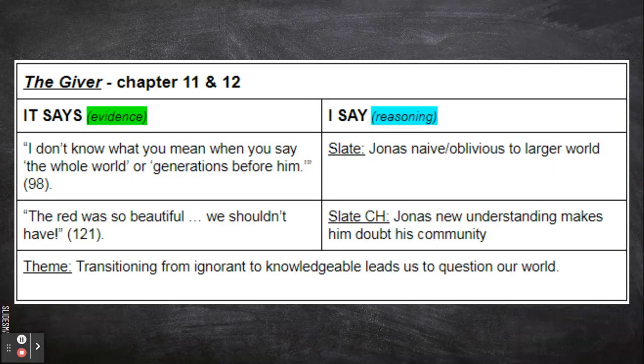Here's an example of 2-column notes that I used. Evidence on the left, your words on the right. You see a STEAL note, and beneath it, a STEAL change note. These 2 notes capture how a character changed, Jonas specifically. And my theme is based off that character development. The theme is in the bottom box, the universal message.